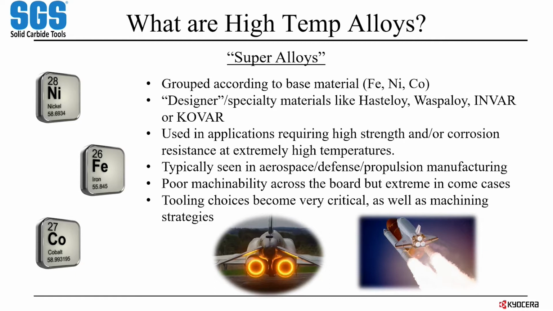Basically, companies will come up with their own little unique configuration as far as the different alloying elements, and then they'll start building on that, and they'll have all sorts of different configurations from there. They're typically used in applications where you need high strength or corrosion resistance at really high temperatures. You see that a lot in manufacturing jet engines or propulsion systems for space and just really anything where you see a ton of stress and heat applied all at one time.